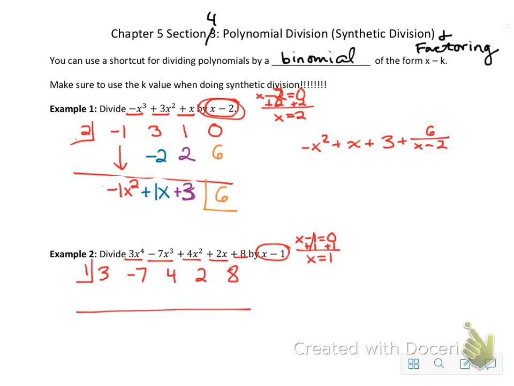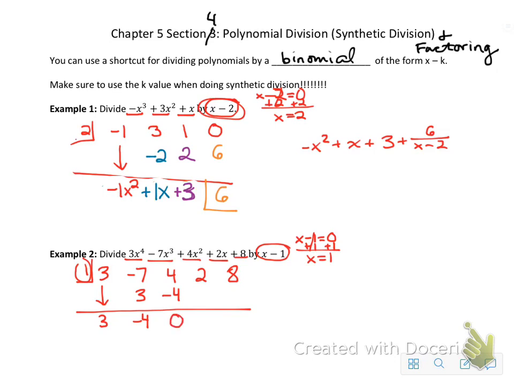We have a line with space in between. Now to do the actual synthetic division, you first bring down that 3. Then you multiply whatever number is on the bottom by the number in the top left-hand corner. 3 times 1 is 3. That goes under the negative 7. Combine down. Negative 7 plus 3 is negative 4. Negative 4 times 1, our top left-hand corner, is negative 4. 4 minus 4 is 0.